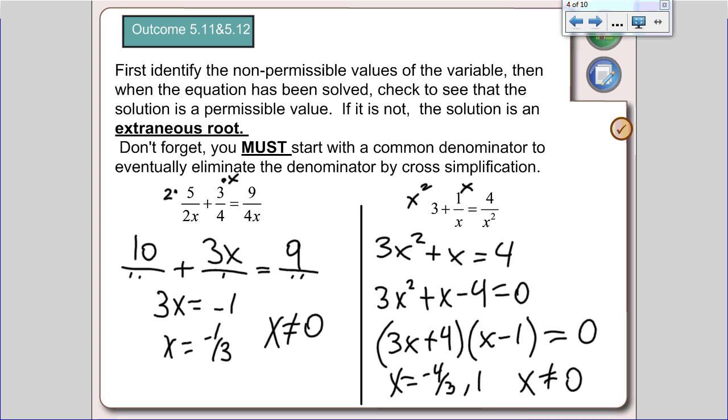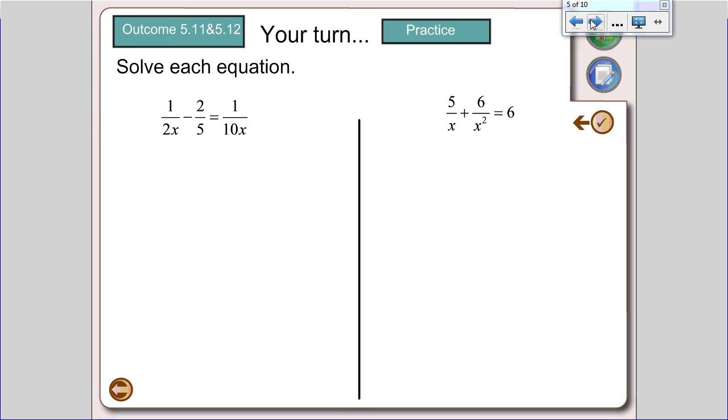Alright. Two questions. Give her a go on your own. I'll put the answer on the board. You can check your answer with my answer.